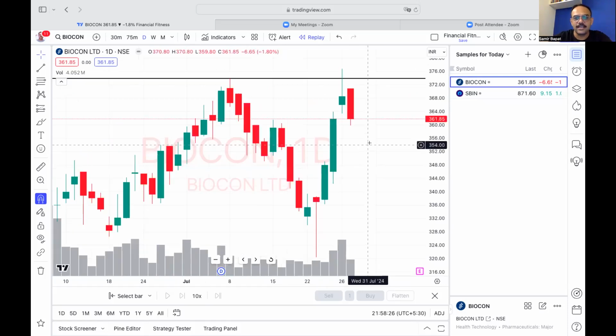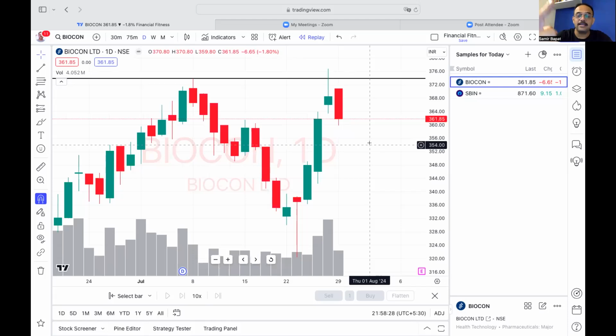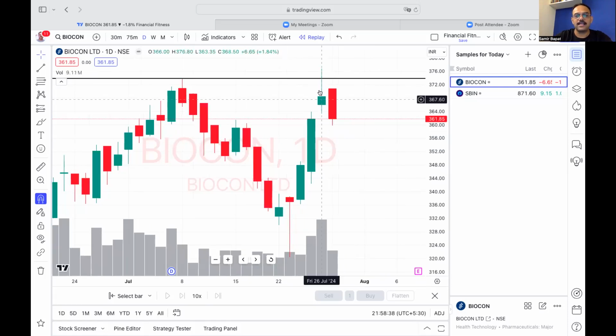The third condition is whether the upper wick of the reversal pattern candle and the previous candle is long. Here, the reversal candle's wick itself is very long, the upper wick itself is very long. Correct? Agreed? Everyone is able to see this?